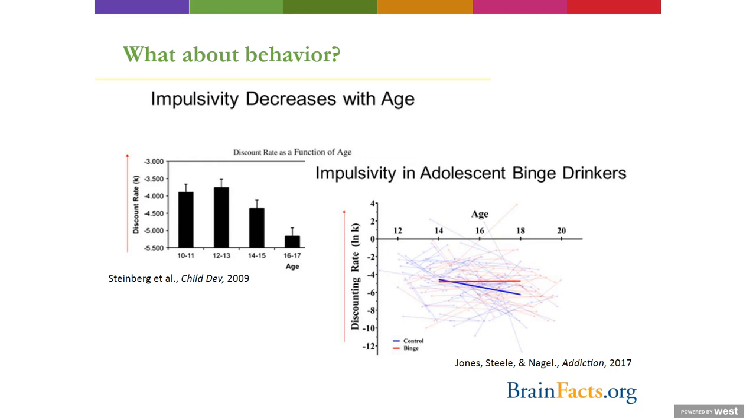However, if you're a binge drinker, you start out at the same level of impulsivity at 14, but you never decline. And so that's important because we want to see, as people mature and get older, the ability to control impulses better. And what we're seeing here is that alcohol may impact that stop system in a negative way.